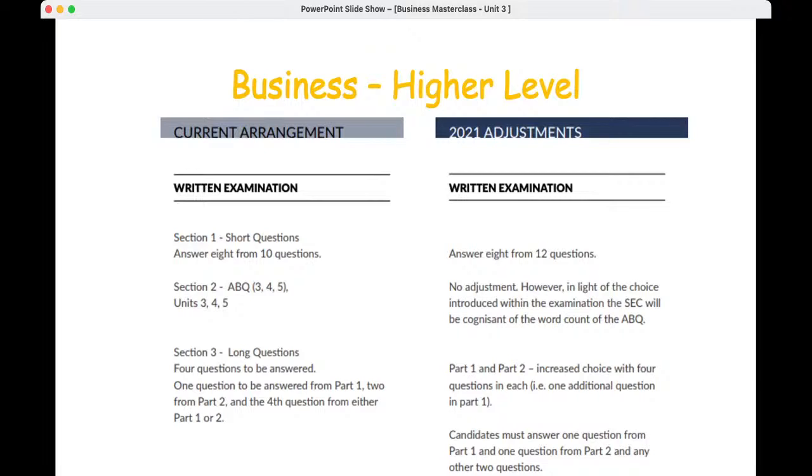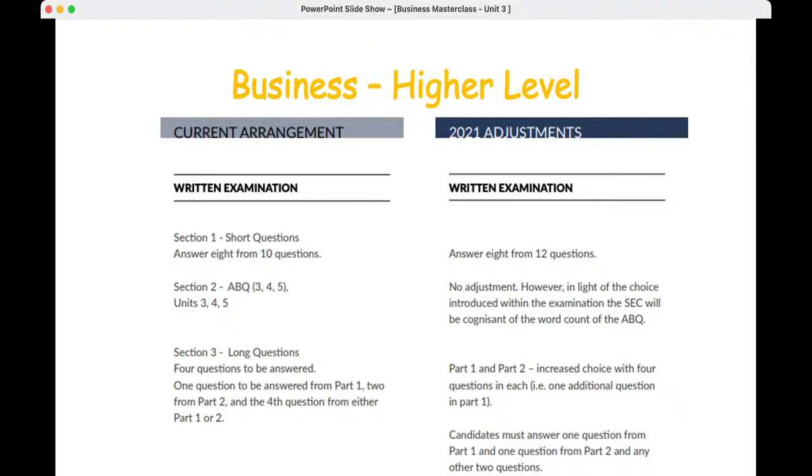But this year, it's really, really nice for students sitting the 2021 paper. So you've got an additional choice with an extra question, but also you can pick 1 question from part 1 and 1 from part 2, and then the other 2 questions can come from either part 1 or part 2 of the paper, or you can pick 1 from part 1, another 1 from part 1, and another 1 from part 2. Okay, so really, really nice for the higher level paper for business students sitting the 2021 exam.